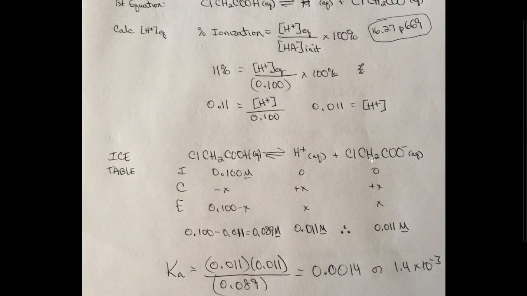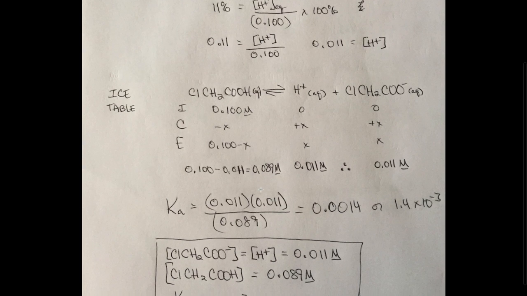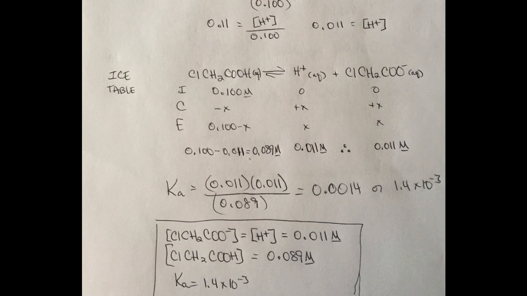We will plug that in our ICE table. We know that if H plus is 0.011, therefore the chloroacetate ion is also 0.011 because they're both X. And if one is 0.011, the other is 0.011. And then we'll subtract 0.011 from 0.100, and we get 0.089 molar. That is the chloroacetic acid concentration at equilibrium.